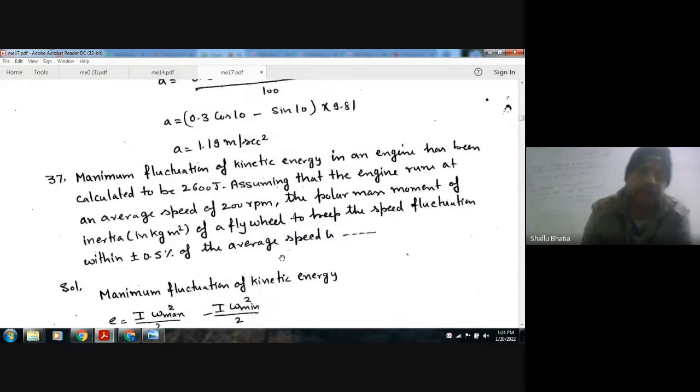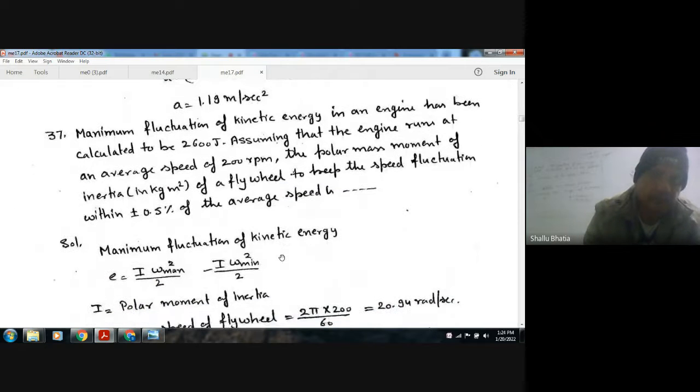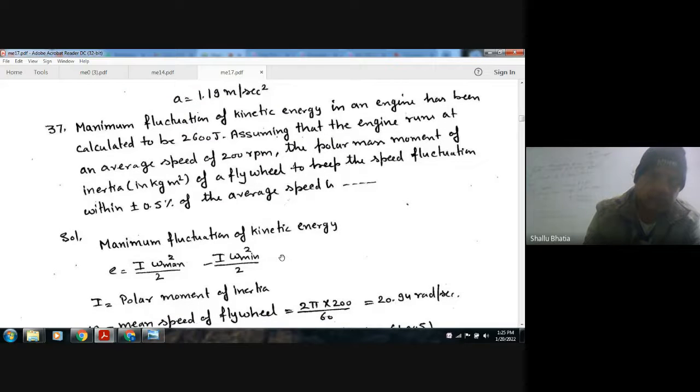Next, the maximum fluctuation of kinetic energy in an engine has been calculated to be 2600 joules, assuming that the engine runs at an average speed of 200 rpm. The polar mass moment of inertia in kilogram meter square of a flywheel to keep the speed fluctuation within plus minus 0.5% of the average speed is. So the total maximum fluctuation of energy is 2600.